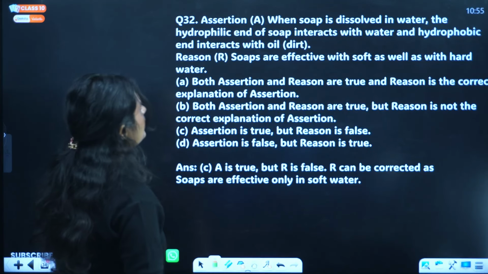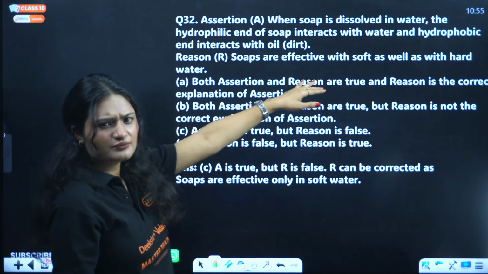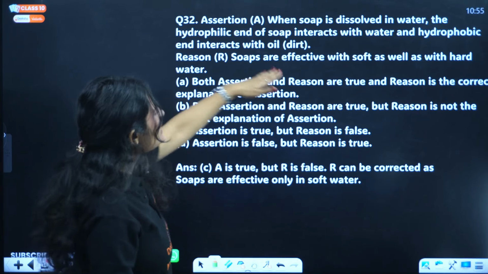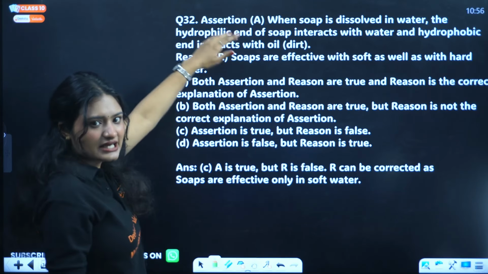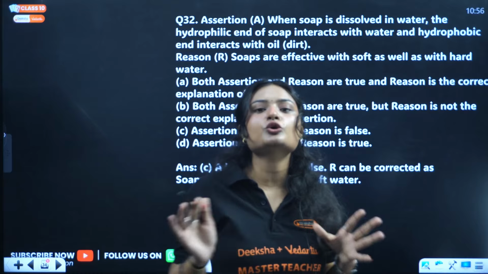Next question. When soap is dissolved in water, the hydrophilic end of soap interacts with water and the hydrophobic ends interact with oil. That is true. Soaps are effective with soft as well as hard water. So assertion is correct, yes, but reason is wrong, because soaps only work in soft water. They do not work in hard water.